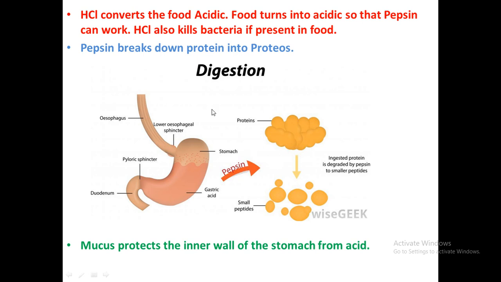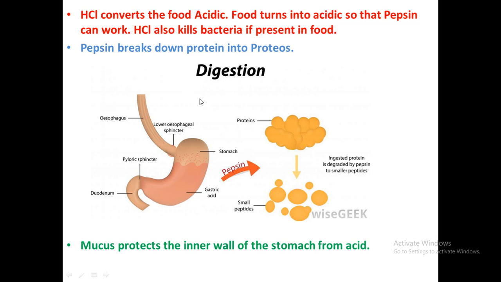In the previous lesson we also saw salivary amylase, an enzyme which broke down the complex starch into simple sugars. Here pepsin is an enzyme which breaks down the complex protein into simple proteins. This is the work of pepsin, and pepsin works only when the food is in acidic form, which is done by the HCl.